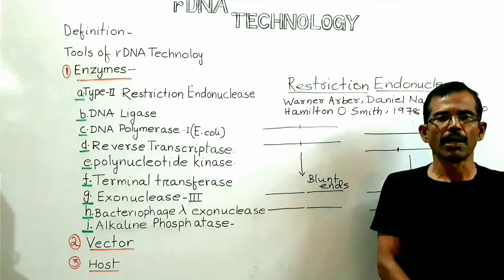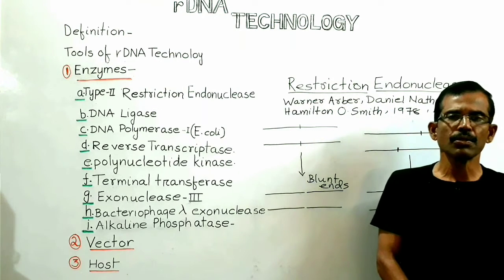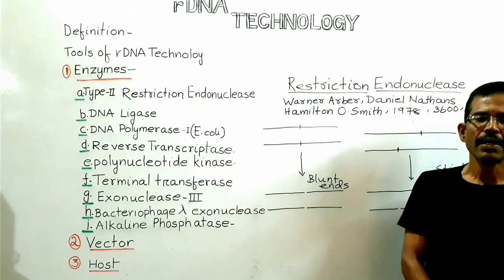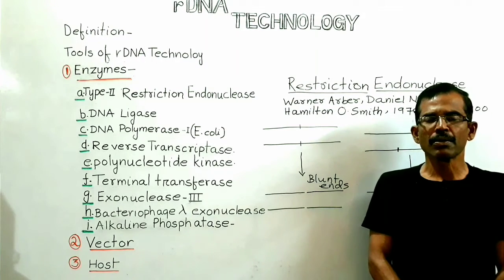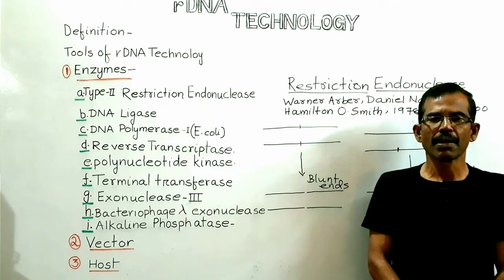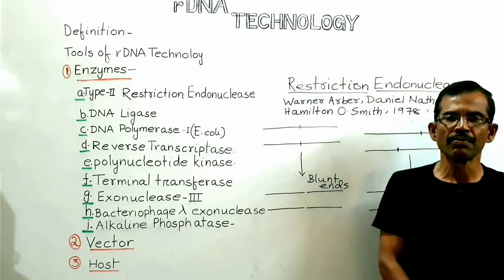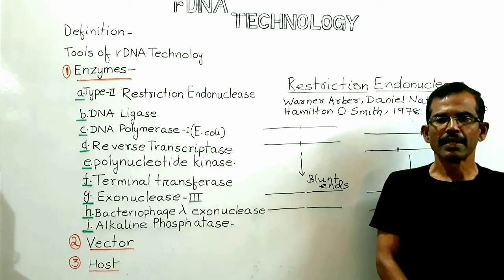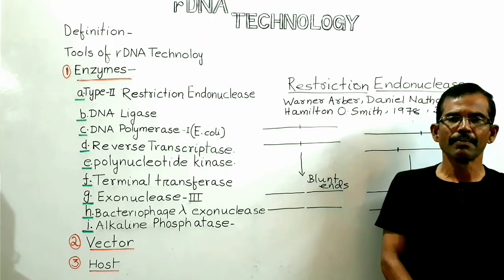Today we shall discuss recombinant DNA technology. The technology that is used for the construction and manipulation of recombinant DNA is known as recombinant DNA technology. It involves the use of several techniques and procedures. What is recombinant DNA? The DNA that is composed of sequences from multiple sources is known as recombinant DNA.